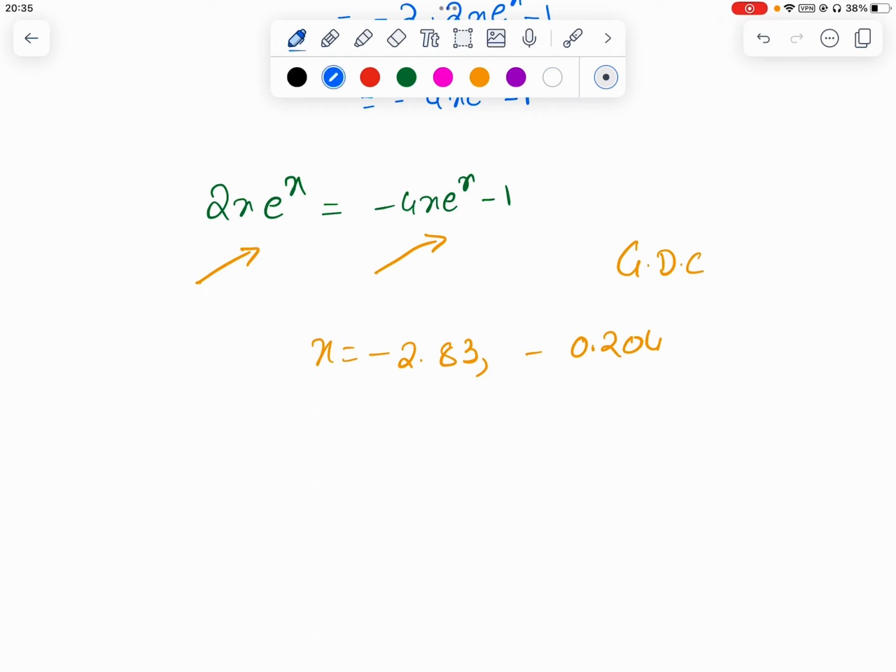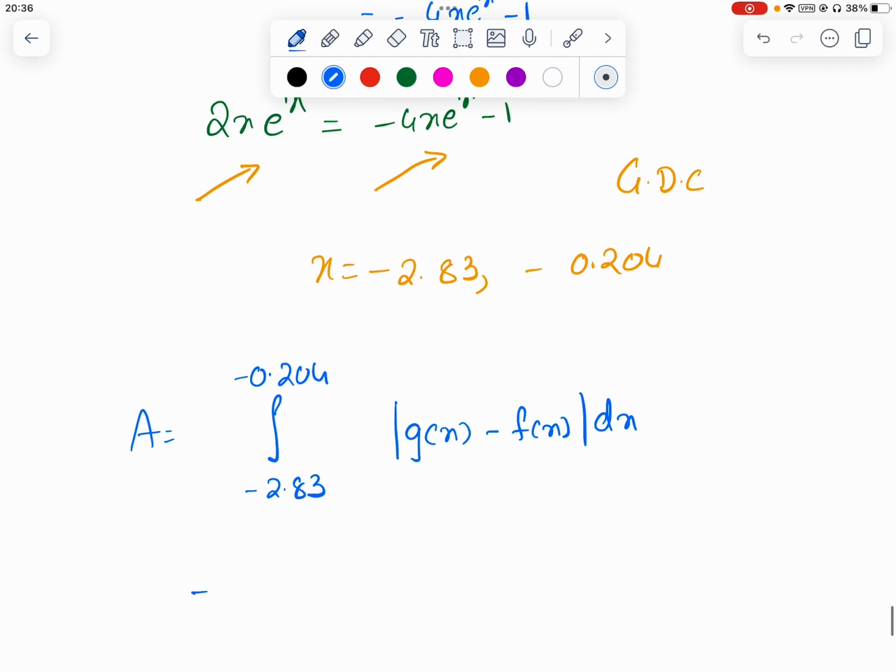So what am I going to do? Finding the area means the integral from a to b. A is negative 2.83 and b is negative 0.204, taking the upper curve minus the lower curve. So g of x minus f of x, or f of x minus g of x if you get a negative answer. So absolute value will be the best way.